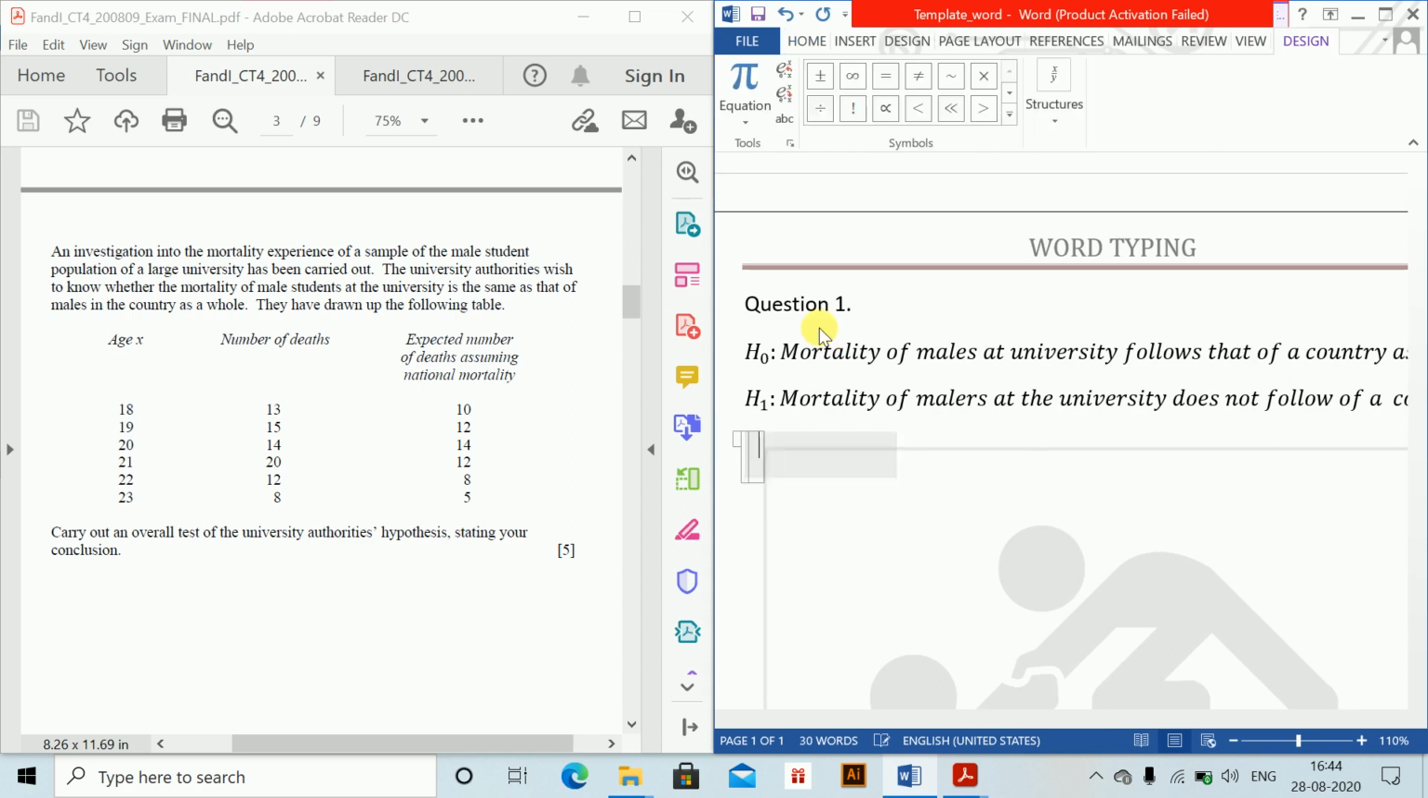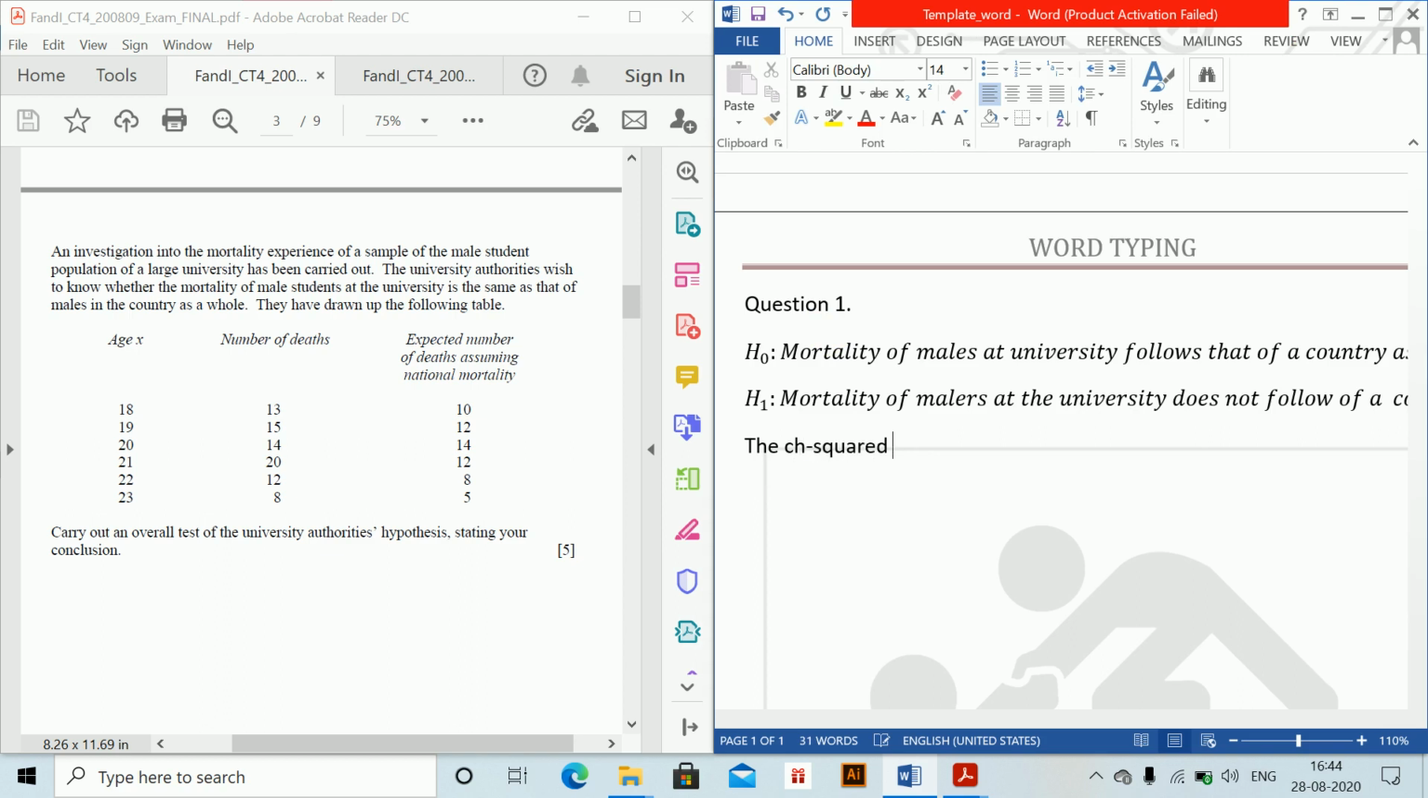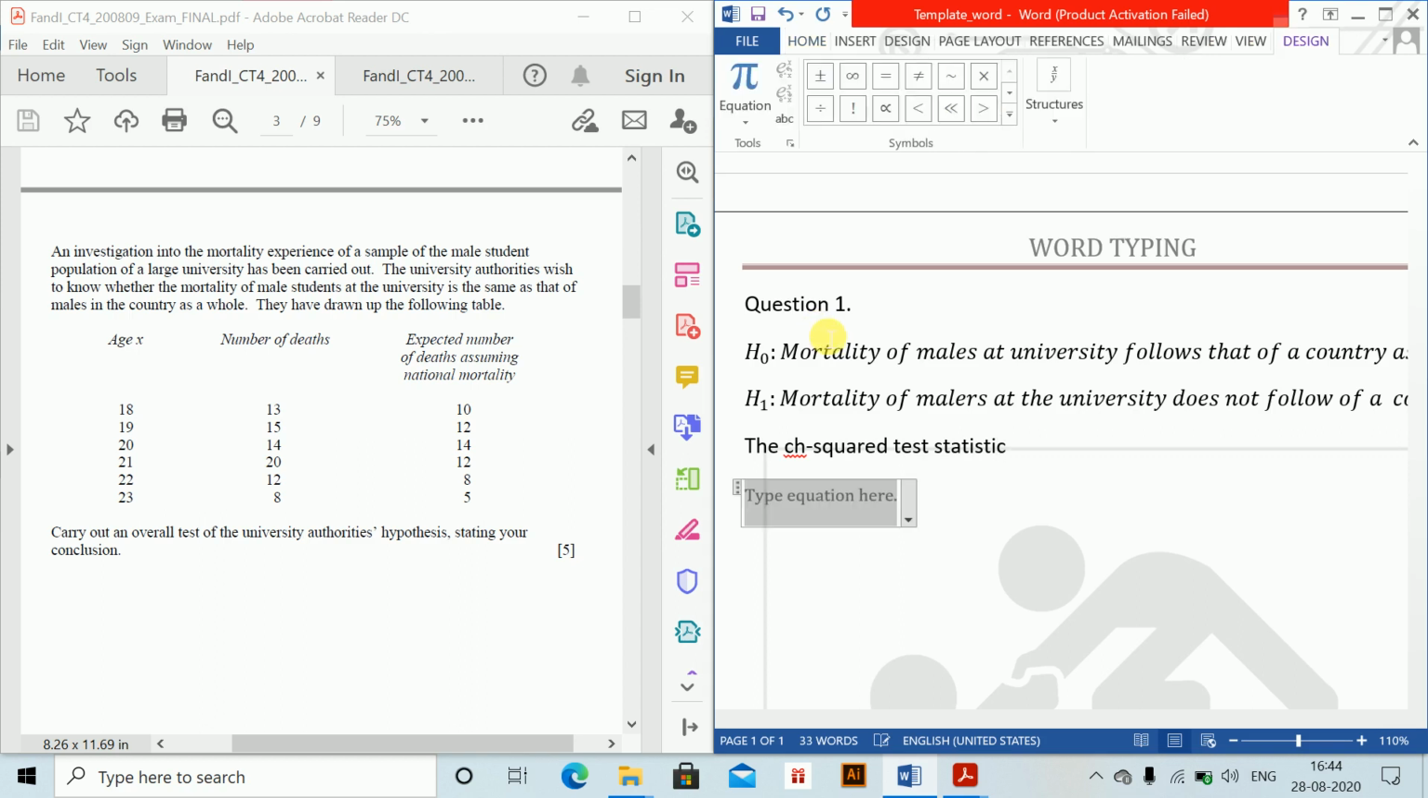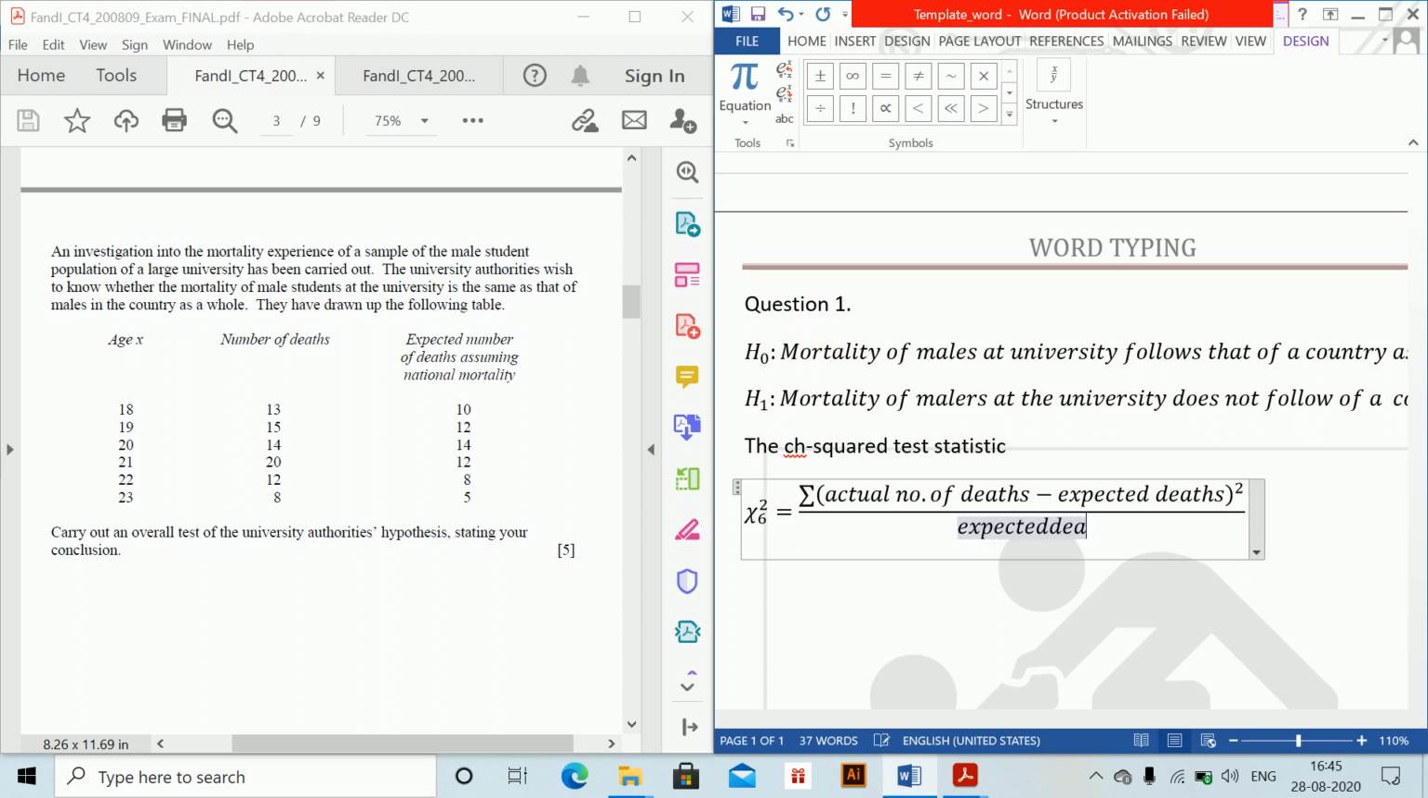Then we need to find the chi-squared test statistic. So you can just write chi-squared test statistic is, now we'll take these values. First write chi. So how did I write chi? Chi to the power 2 with 6 degrees of freedom is equal to the sum of actual number of deaths, theta x, minus expected deaths, squared, divided by expected deaths. Okay, and the summation is obviously on the whole thing.